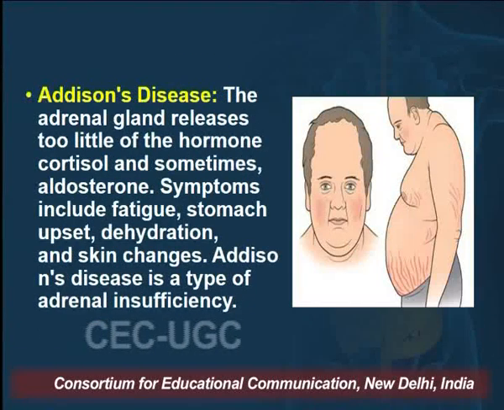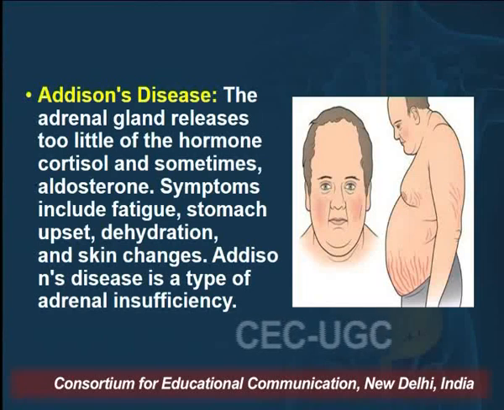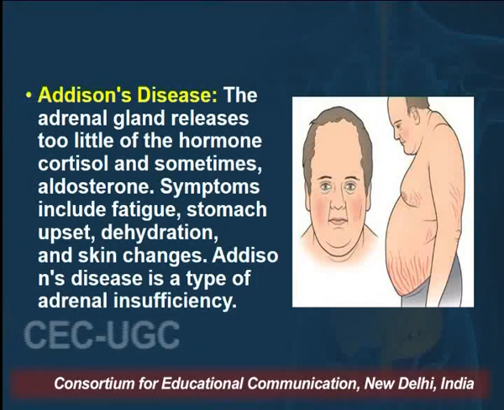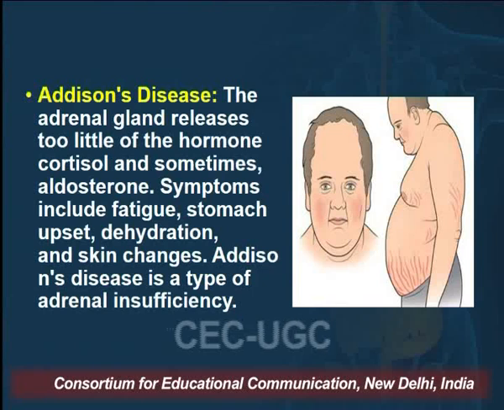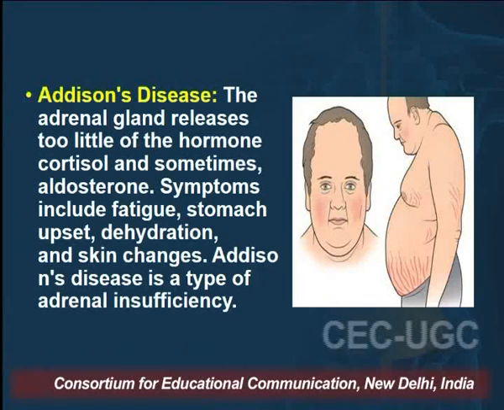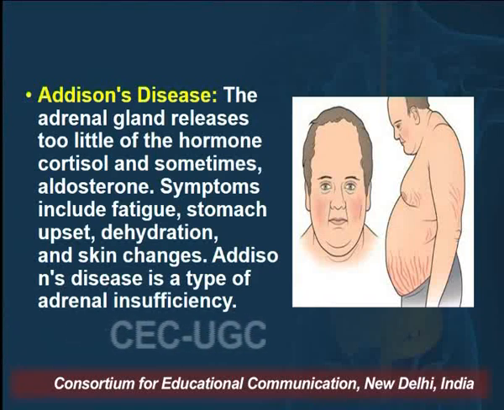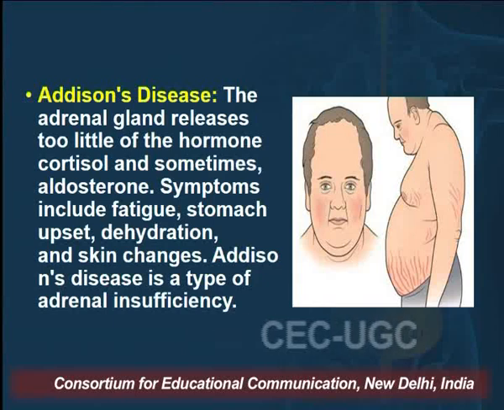The next one is Addison's disease. The adrenal gland releases too little of the hormone cortisol and sometimes aldosterone. Symptoms include fatigue, stomach upset, dehydration, and skin changes. Addison's disease is a type of adrenal insufficiency.